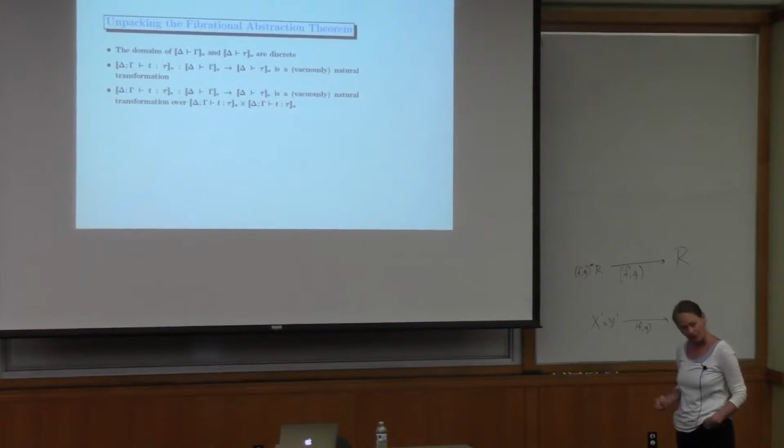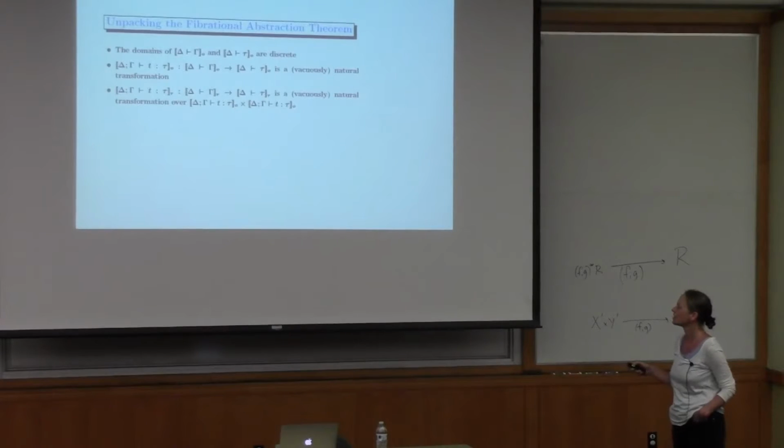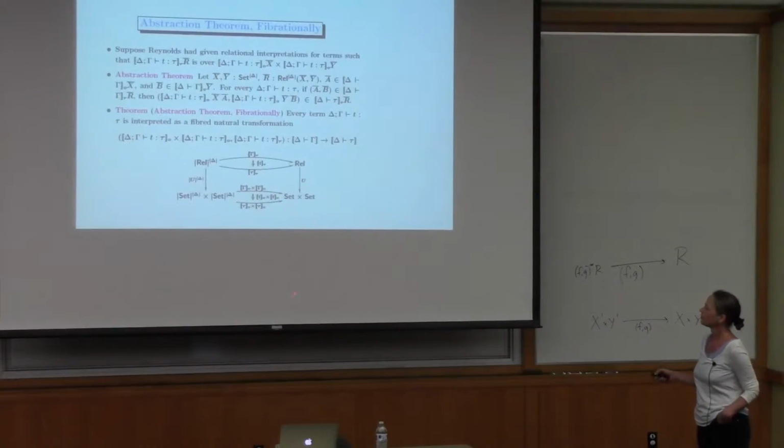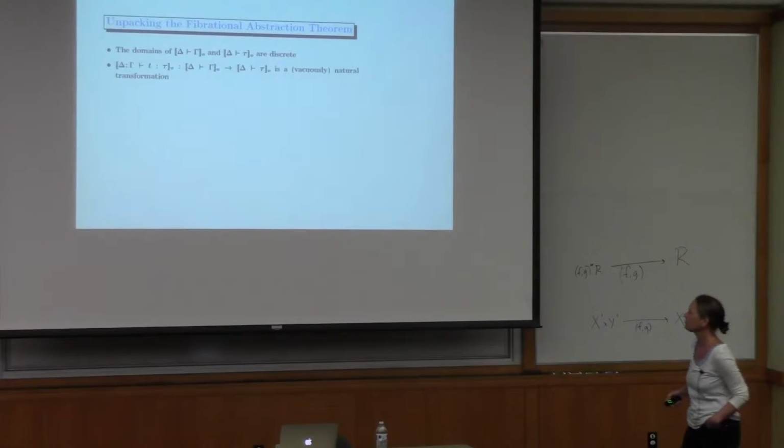And the fact that I have a fibered natural transformation is telling me that the relational interpretation is over the pair of the two copies of the object interpretation. The interpretation here is over two copies of the object interpretation.